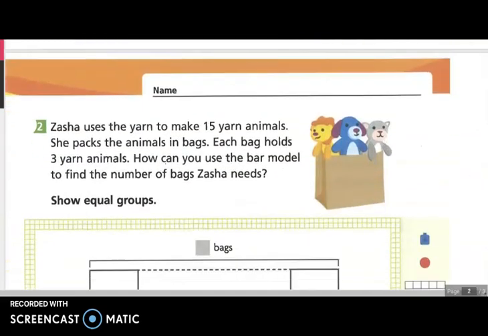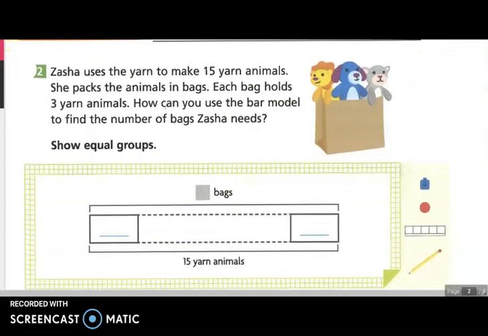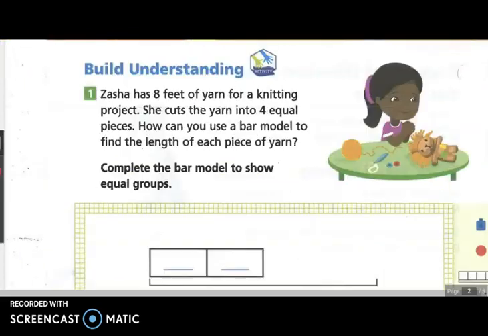Okay, we're going to go on to the next page. Building understanding. So you should have flipped your page over if you're at home. Zasha has 8 feet of yarn for a knitting project. She cuts the yarn into 4 equal pieces. How can you use a bar model to find the length of each piece?